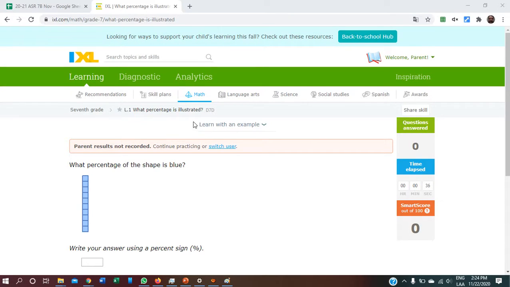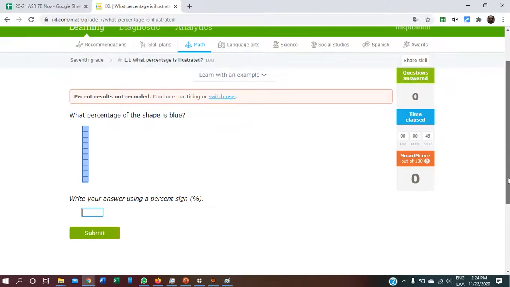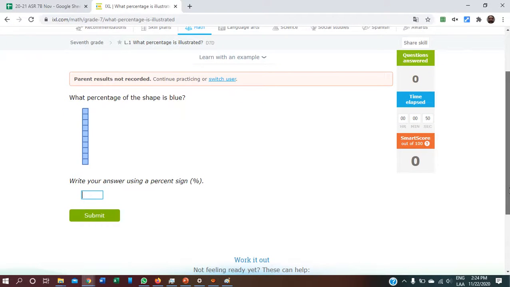What percentage is illustrated? This is the same question for, I think, at least all of the problems at the beginning. We need to answer our problem using a percent sign. So what percent of this shape is blue? Because all of this is blue, it means it is 100%. So don't forget the percent sign.